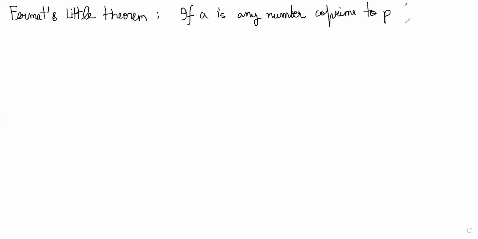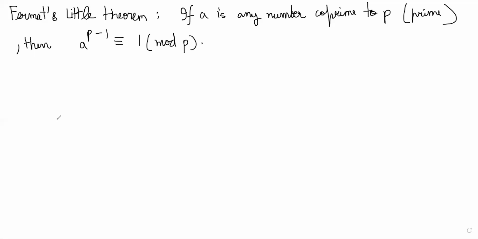So the statement of the theorem says that if A is any number co-prime to P, where P is a prime, then A power P minus 1 is congruent to 1 mod P. That is the statement of the theorem. Now, how do we prove this? It is very easy actually.